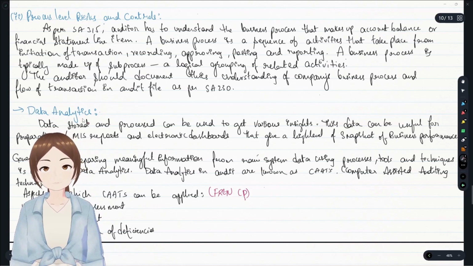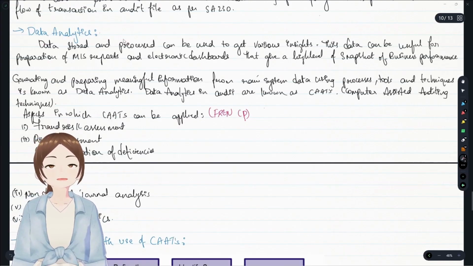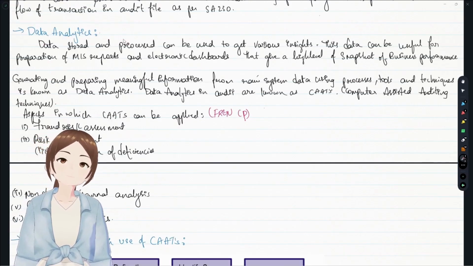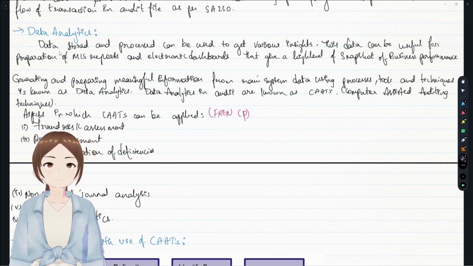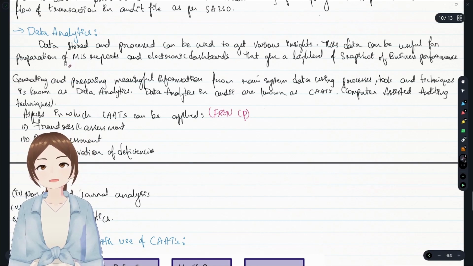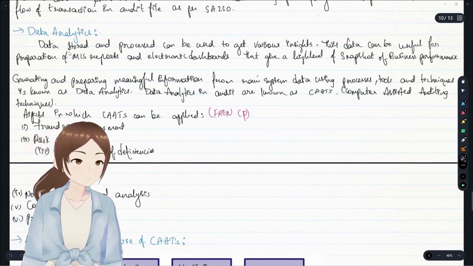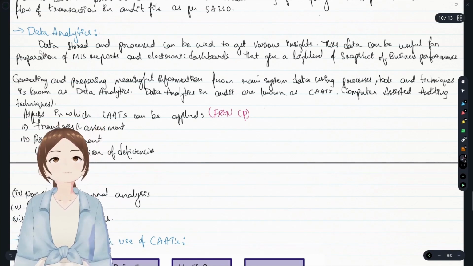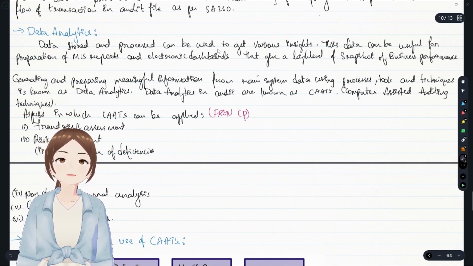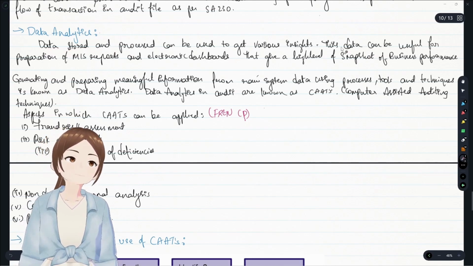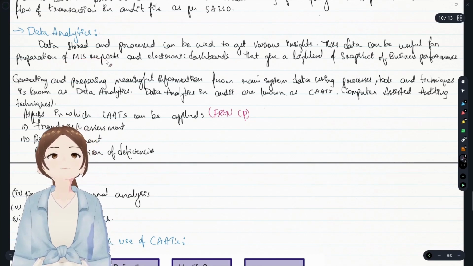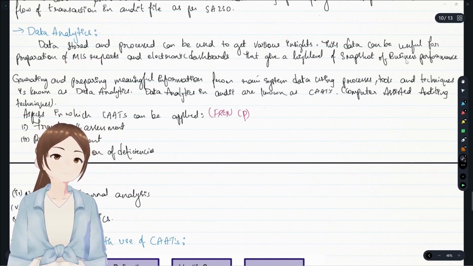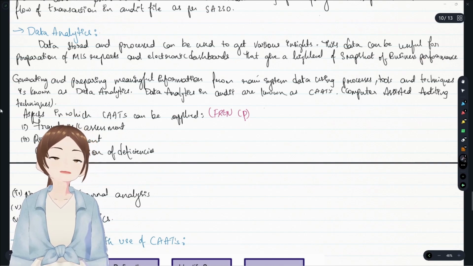Data analytics is like analyzing the database. A database is a layer of the automated environment, which is an integral component of any kind of business. Data stored and processed can be used to get various insights. This data can be useful for preparation of MIS reports, a high-level snapshot of business performance.